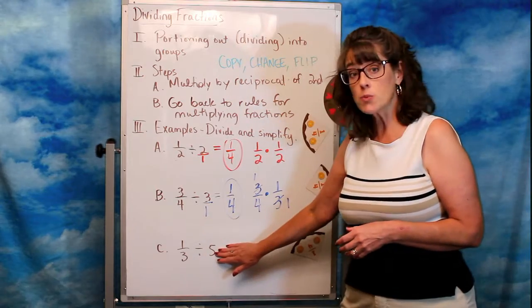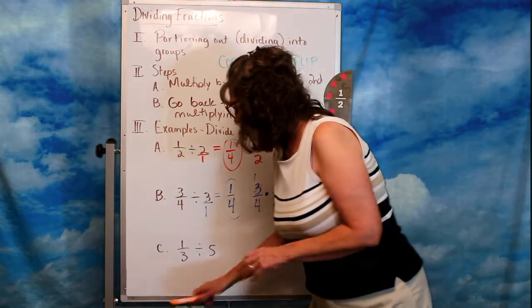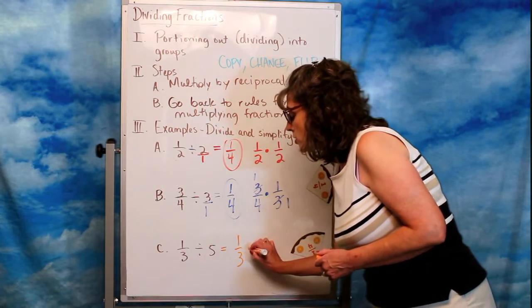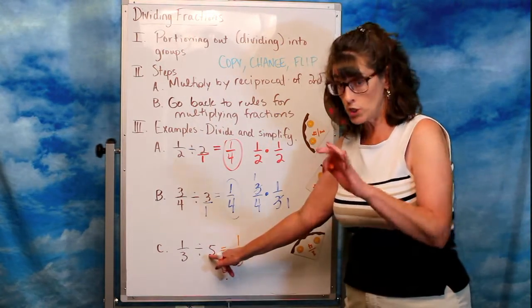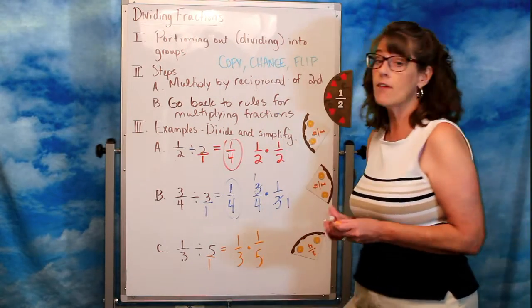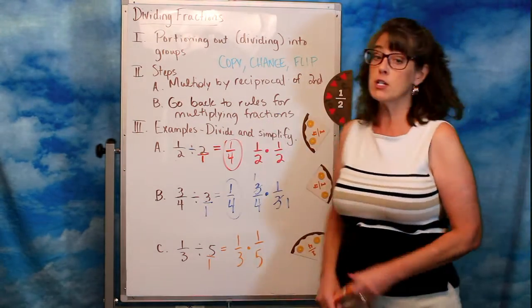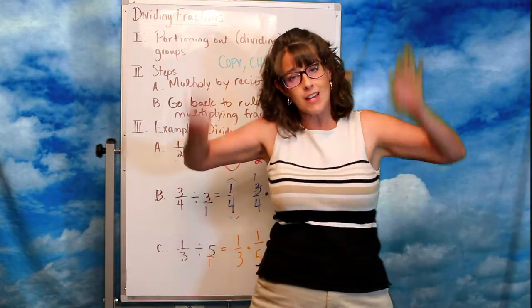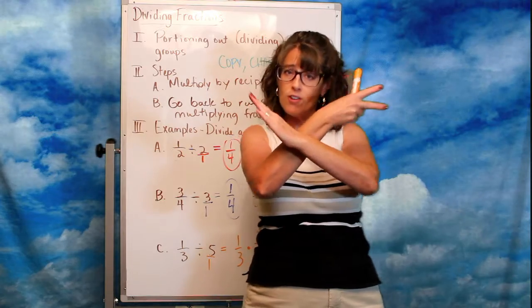So let's take a look at this one. If we're going to do copy, change, flip, then we're going to copy down the first one, change it to multiplication, and flip the second one, which is currently a 5 over 1. When we flip it, we get 1 over 5, and now we go back to those multiplication rules. There it is again. Oh yeah! Cancel those diagonals. Cancel up and down. Multiply, shoot straight across.